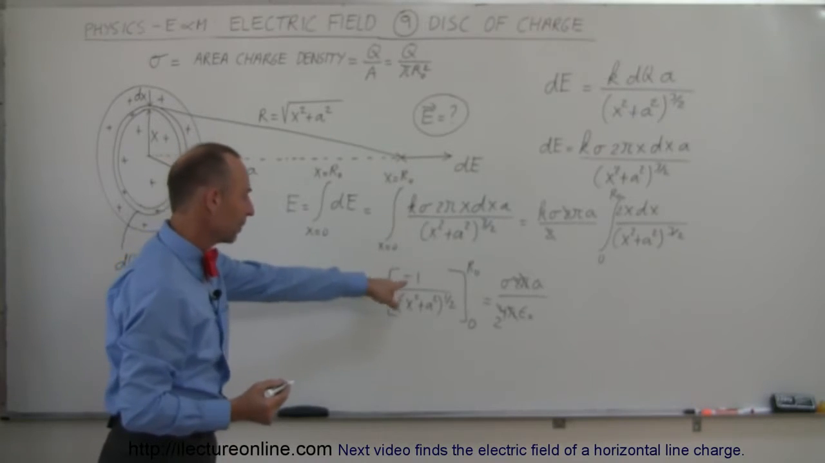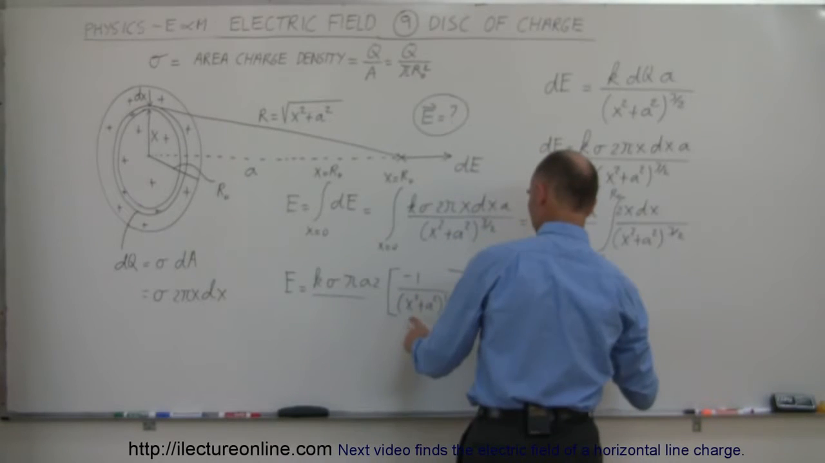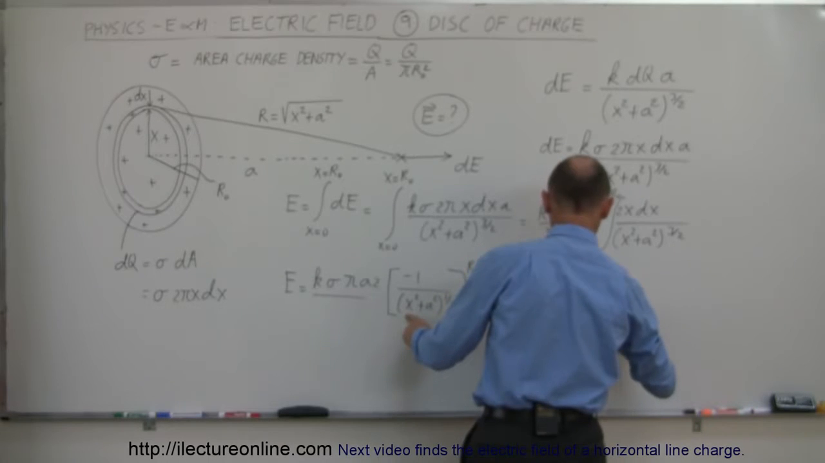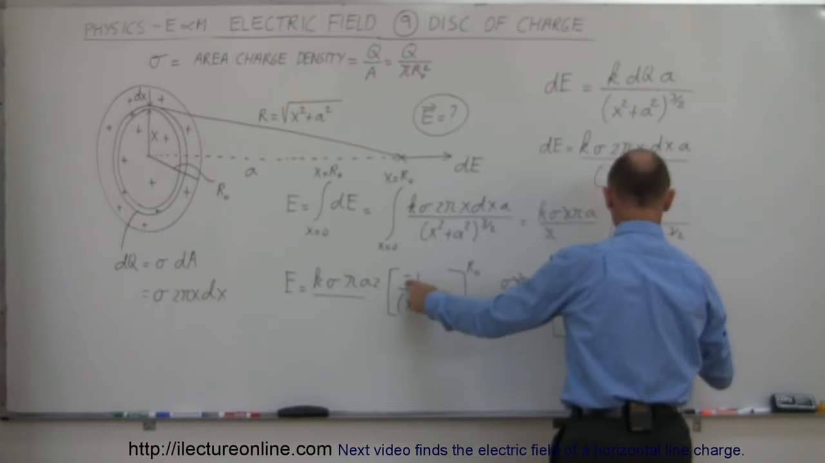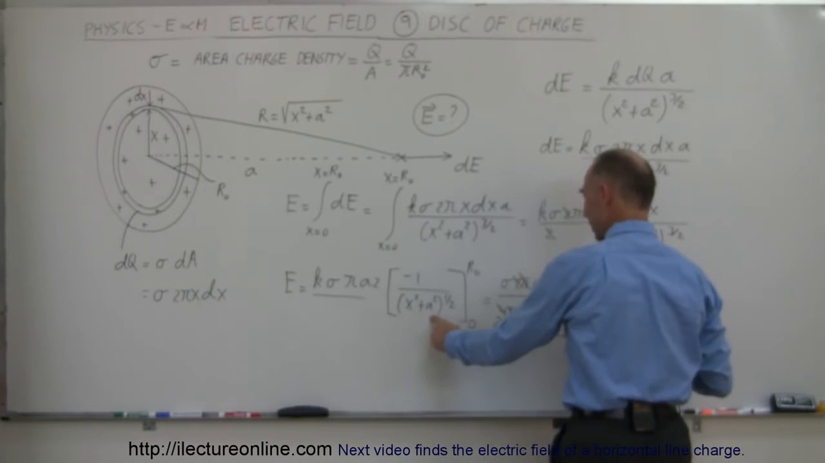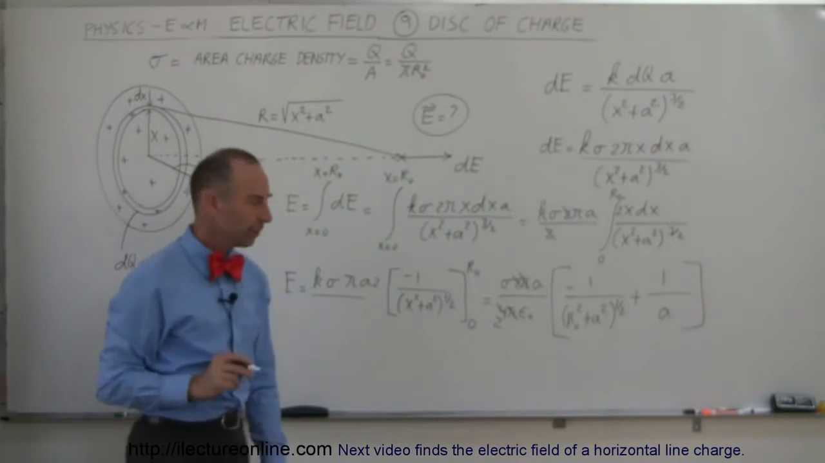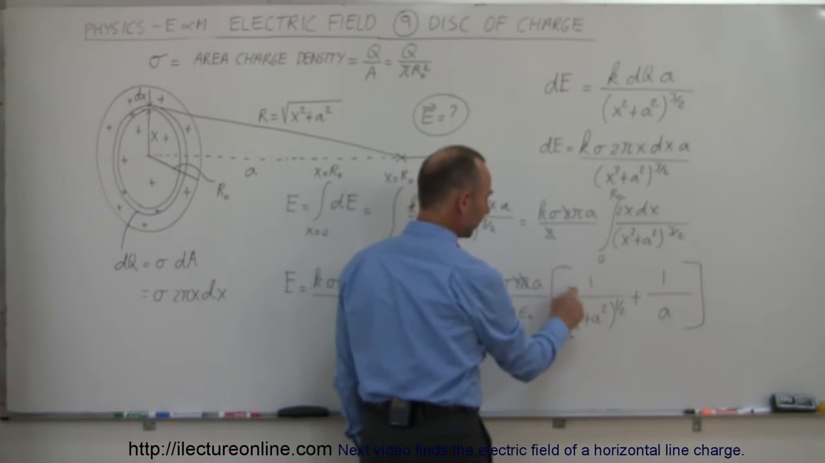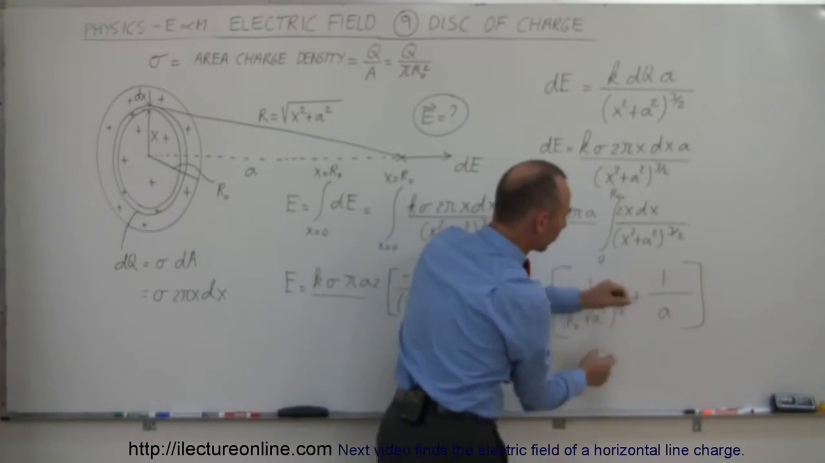All right, and then when we evaluate this, we end up with minus 1 over, plug in the r sub naught for x, we get r sub naught squared plus a squared to the 1/2 power, and then minus, when we plug in the lower limit, but since we already have a minus there, it becomes plus 1 over, we put a 0 in for x, we get a squared to the 1/2 power, or 1 over a. All right, almost done. Now notice if I multiply this a in here, I'll get a minus a over this, and a over a gets me a 1.